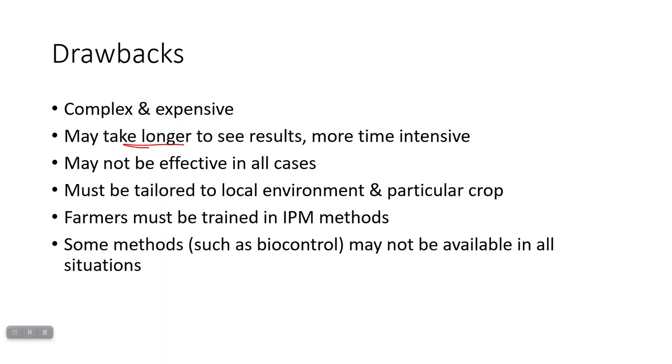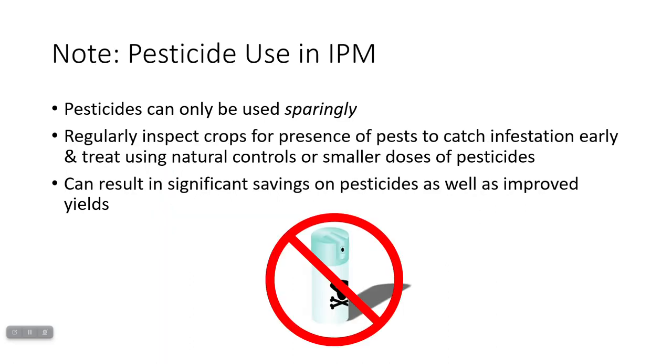You also have to train farmers to use these methods because it's not what's traditionally used. And then some of these methods, such as biocontrol, which we'll talk about in a moment, may not be available not only in all situations, but in poorer countries or with poorer farmers, who may not have access to these things. A lot of times, you still have to buy things. And a note: you can use pesticides in IPM, but you use them sparingly. That means rarely. They are a last resort.